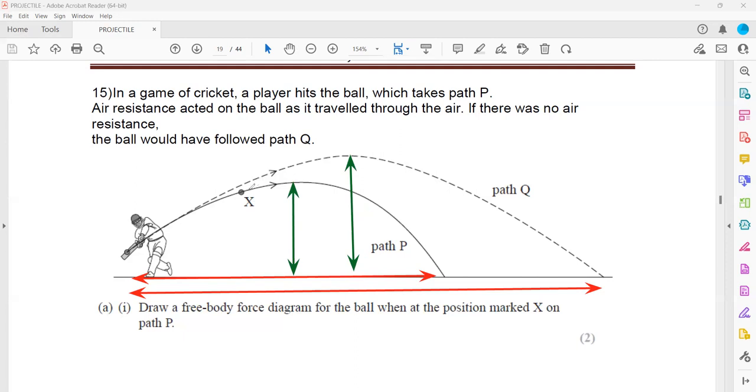Because there's air resistance, there will be more downward force. The weight is already acting downward, and there's a drag or air resistance, so there will be a component of air resistance that is also acting downward. So there will be a greater downward force. So it reduces the velocity more, or it will have a greater deceleration.